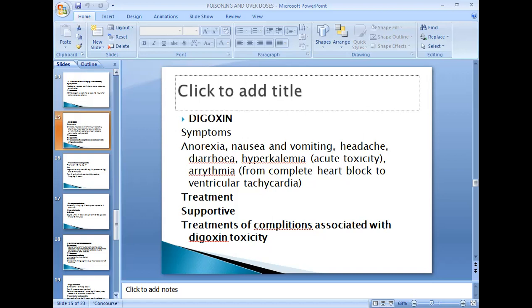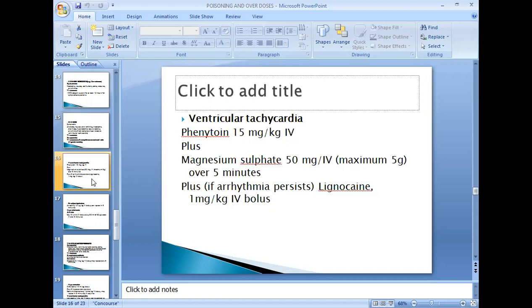Treatment of complications associated with digoxin toxicity, like ventricular tachycardia, includes phenytoin 15 mg per kg IV plus magnesium sulfate. It can also be effective for potassium, and it can be given at a maximum of 5 gram over 15 minutes. If the arrhythmia is still not recovered, we can add lignocaine 1 mg per kg IV bolus.